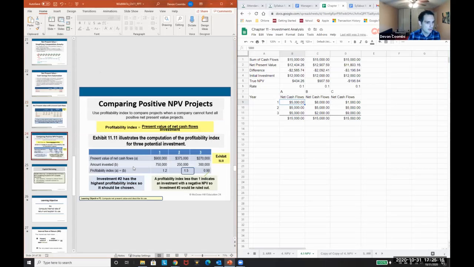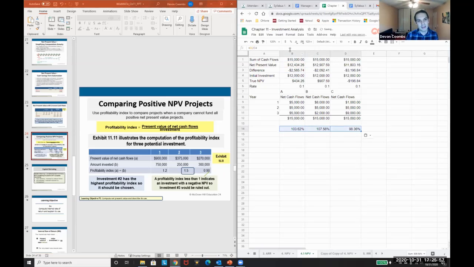So how do we compare profitability? One metric we can use to compare these profitabilities of net present value is we just take the net present value divided by the amount we initially invested to determine our profitability index. So this is kind of the percentage we can see. Oh, sorry, here, present value of the net present value divided by the amount invested.